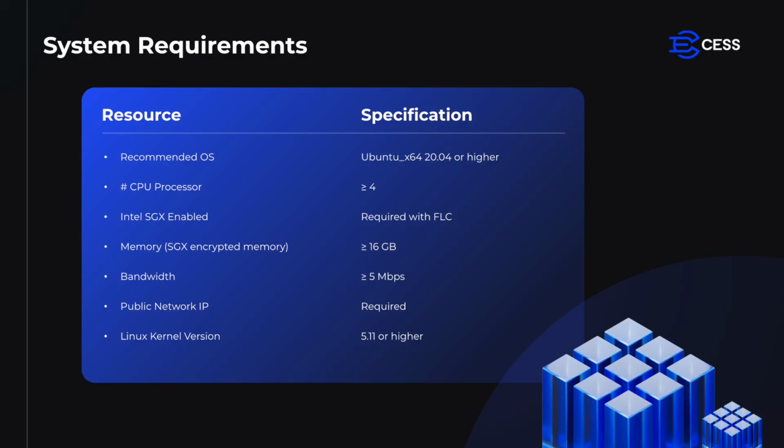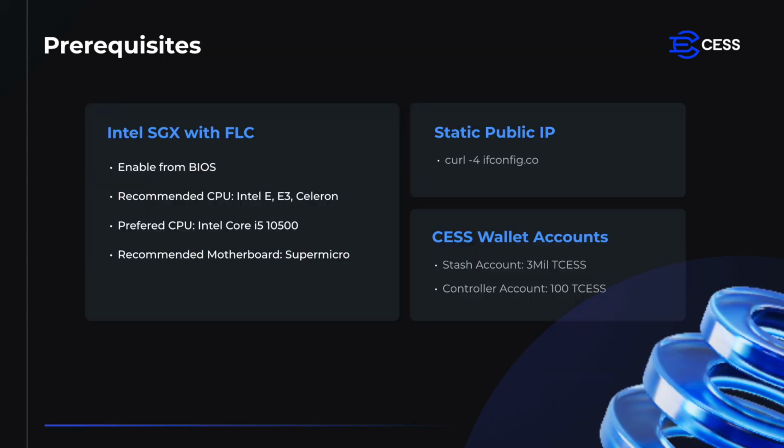For some systems, you will also need at least 16 gigabytes of RAM and a minimum bandwidth of 5 megabytes per second. Also, for the mainnet, as the network grows, consensus nodes may require 10 megabytes per second of network bandwidth. The server will also need a public IP and a Linux kernel version 5.11 or higher.